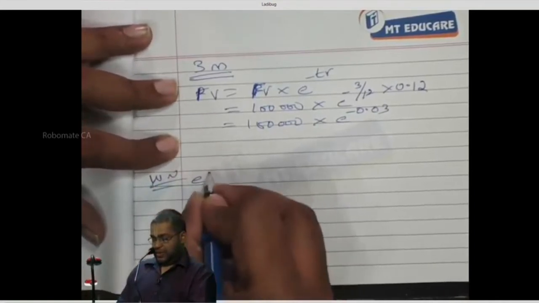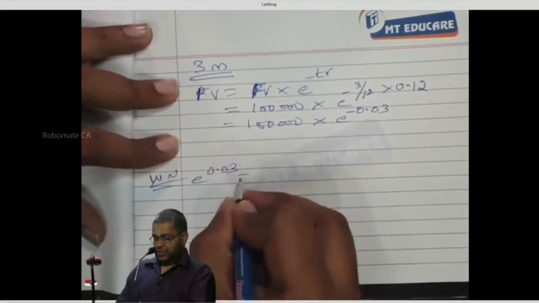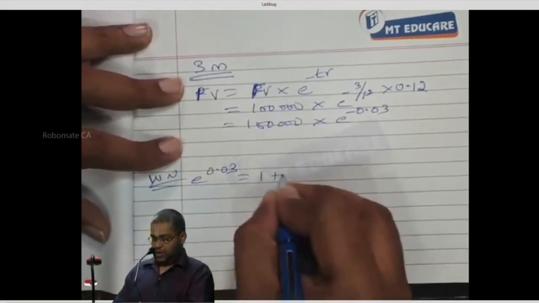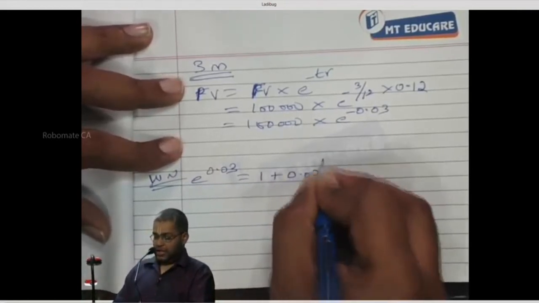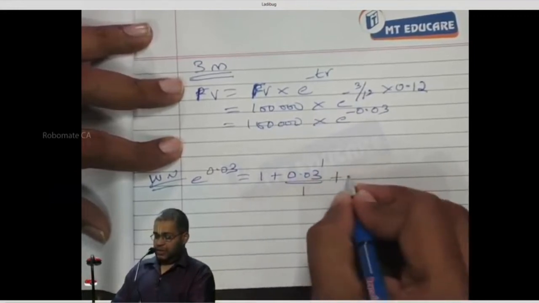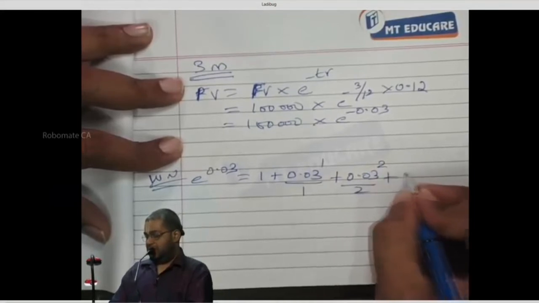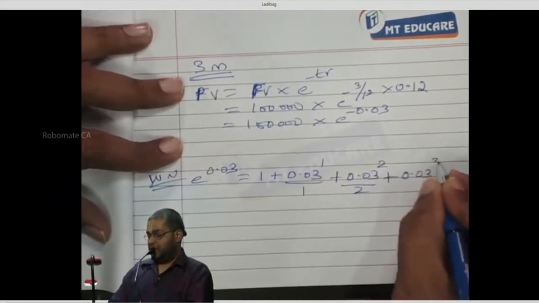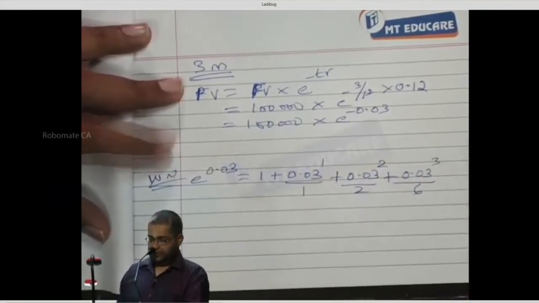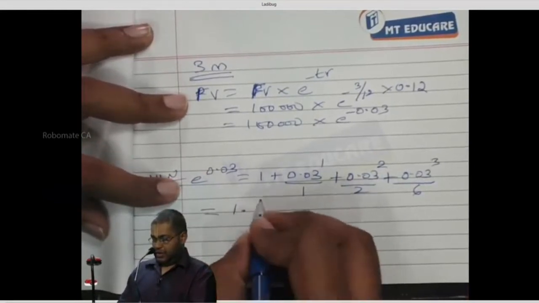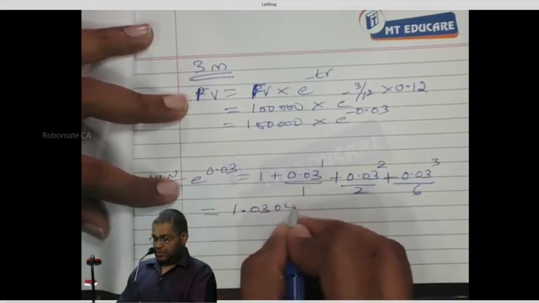Working note. e power 0.03 is equal to 1 plus 0.03 power 1 by 1, plus 0.03 squared by 2, plus 0.03 cube divided by 6, which is equal to 1.03045.